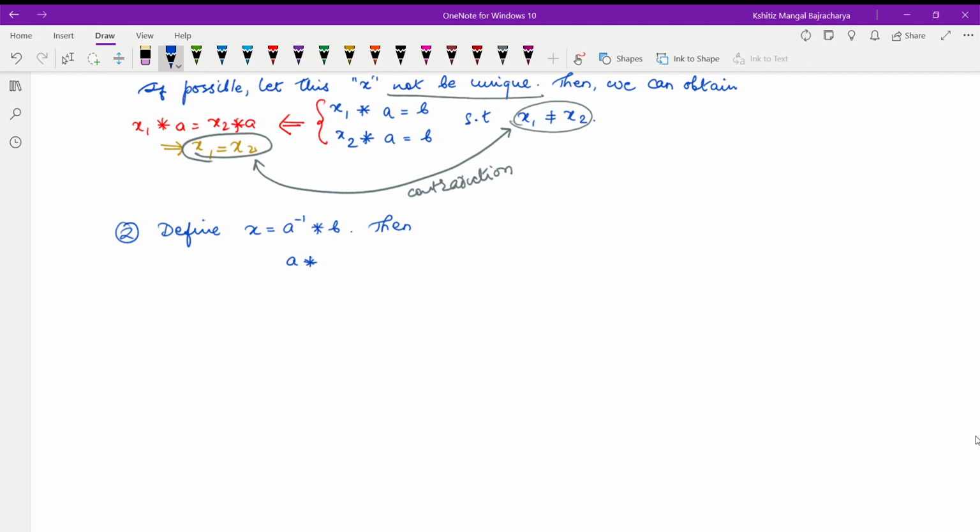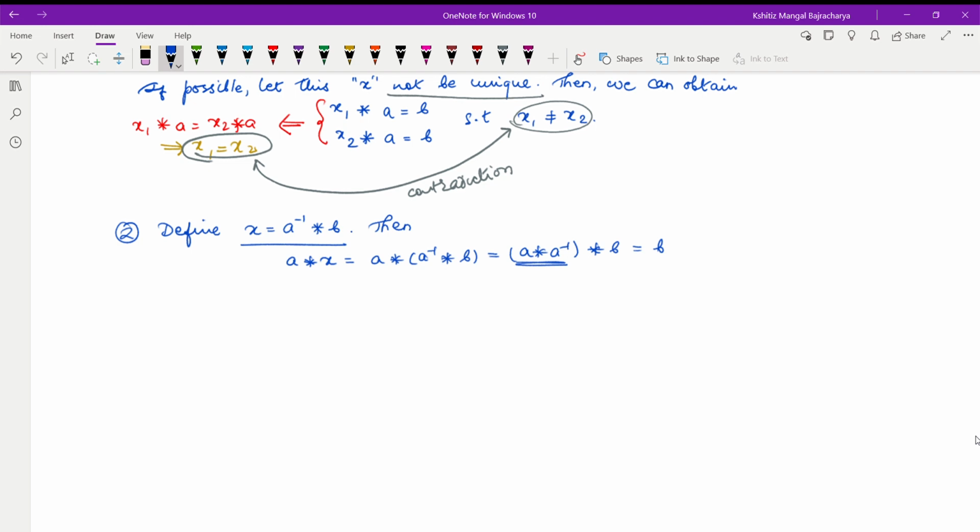A star X is equal to A star A inverse star B. Using associativity, we're going to get something like this, which will give us B because this is an identity. So the existence part is complete. We have defined an X by ourselves and we have shown that the given equation also holds. So this establishes the existence part.